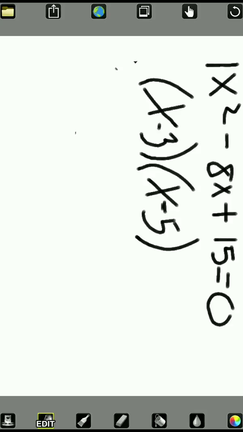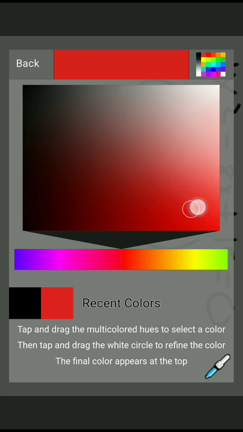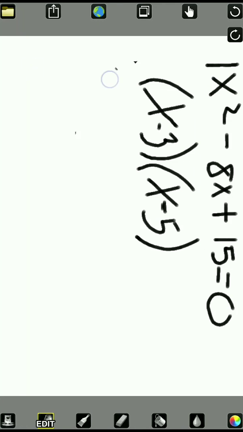So moving on to our next step. Now we have two parentheses. We have one parenthesis underlined in red, which is being multiplied by the second set of parentheses, and what we need to do is set each set of parentheses equal to 0.